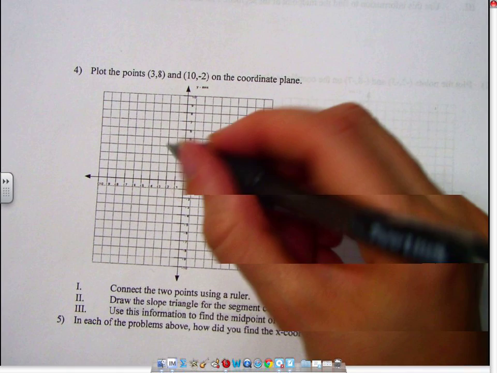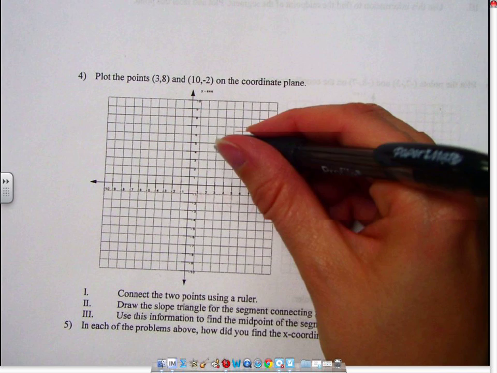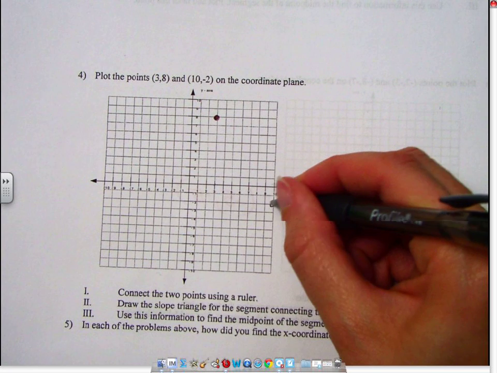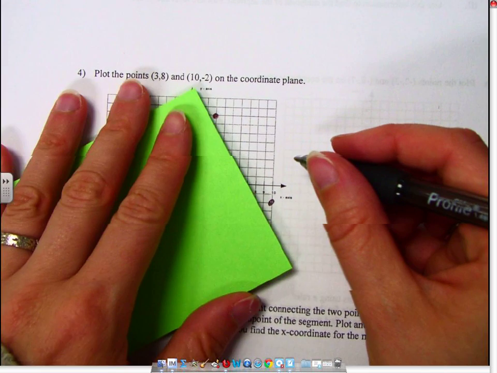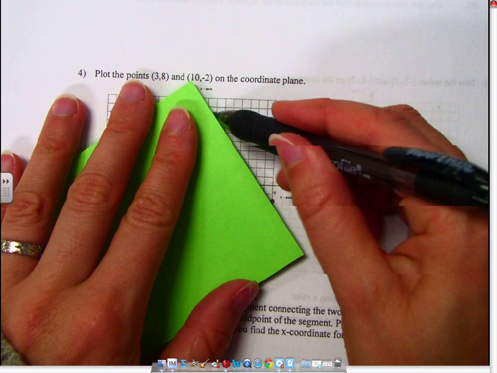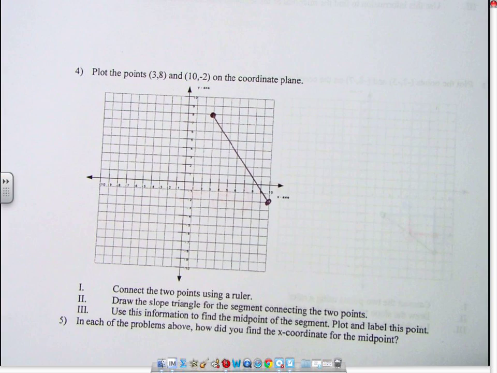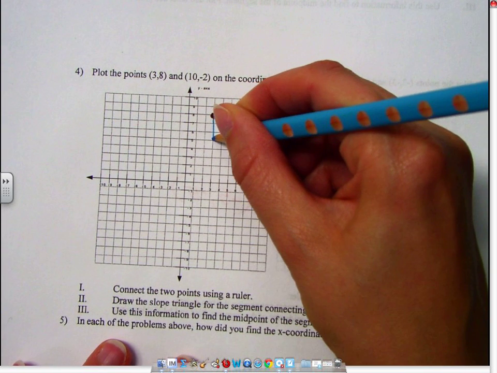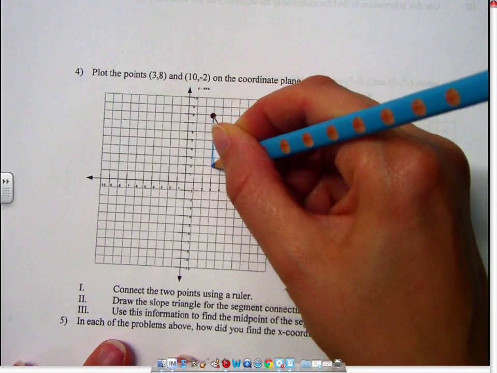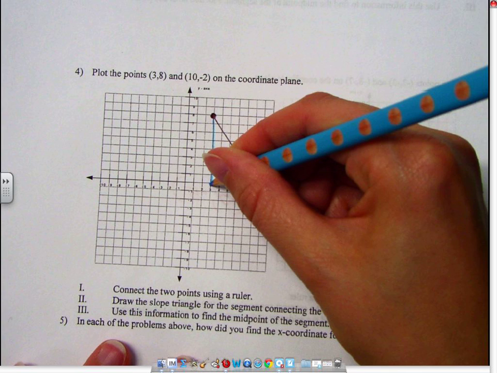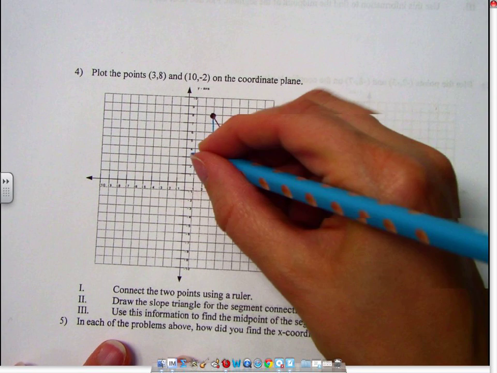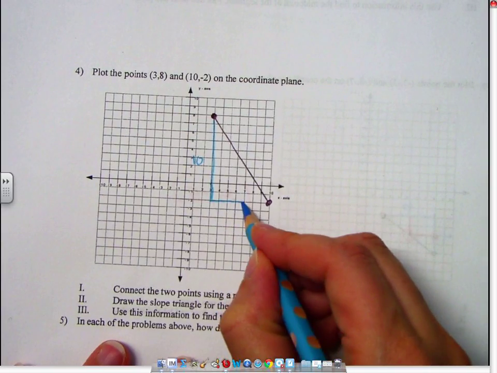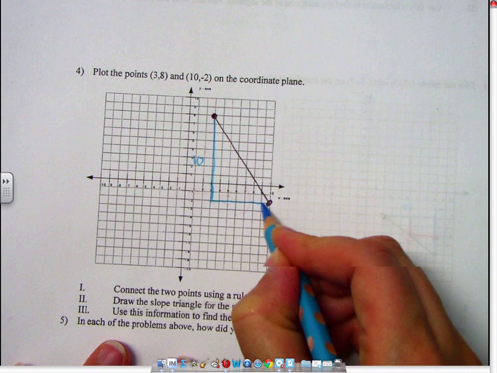All right, my points are 3, 8, and 10, -2. I'm going to connect my points. And then I'm going to go down 1, 2, 3, 4, 5, 6, 7, 8, 9, 10. And I'm going to go over 1, 2, 3, 4, 5, 6, 7.